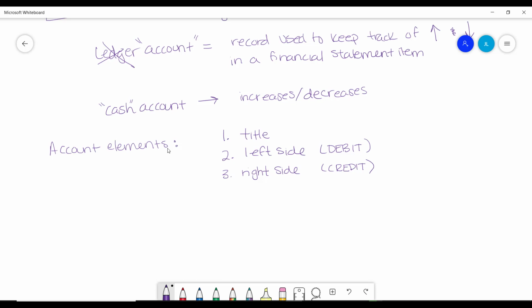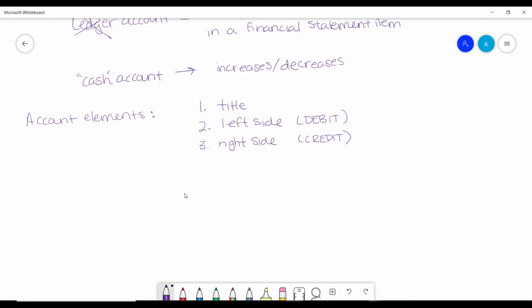And visually, on paper at least, what do these accounts look like if we're trying to work things out? It looks like a huge T. The title goes at the top. The left side, like we said, is our debit side, and the right side is our credit side. So we didn't actually write debit and credit there, but that's just what they're called, debit side and the credit side. So anytime you debit an account, it's done on the left side. Anytime you credit an account, it's done on the right side.